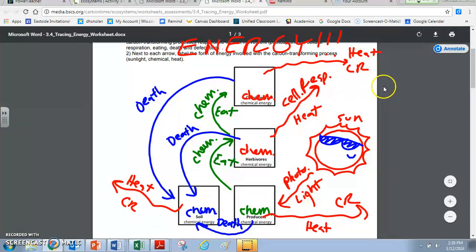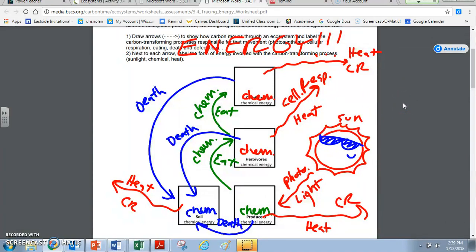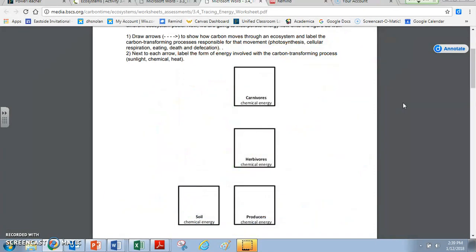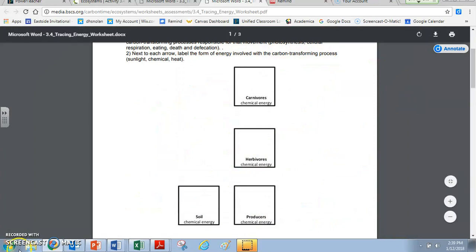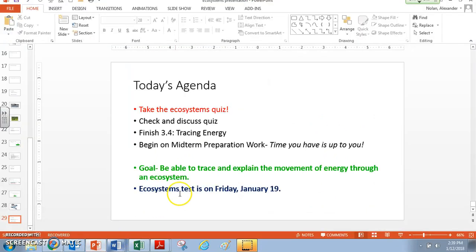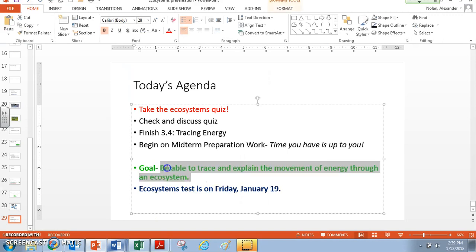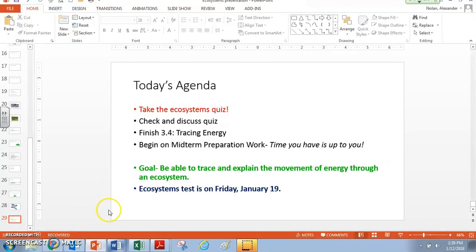It's gone. So I just hope that that's sort of illuminating as far as how does this cycle work. It's not a cycle. How does the movement of energy through an ecosystem work? So I hope that at this point, now that we've talked about that, you are able to trace and explain the movement of energy through an ecosystem.